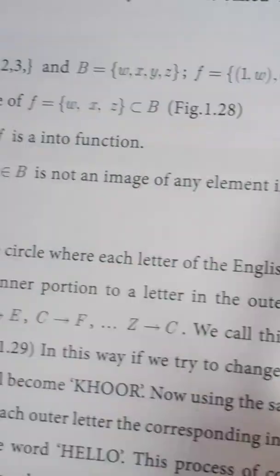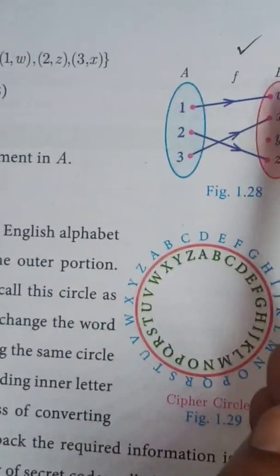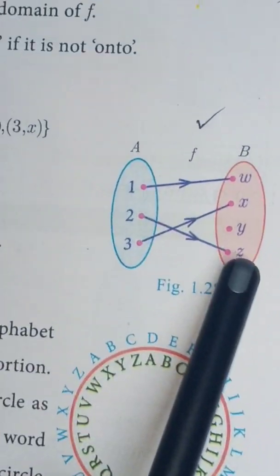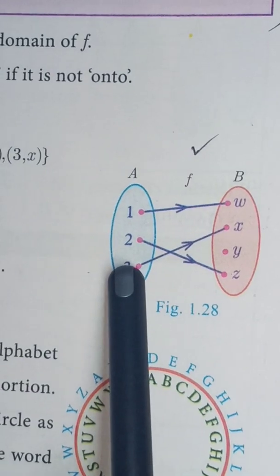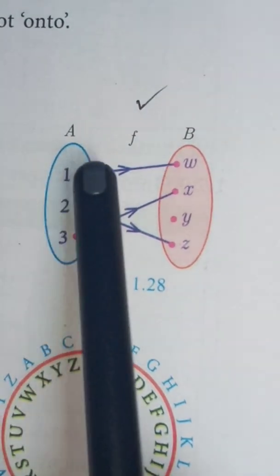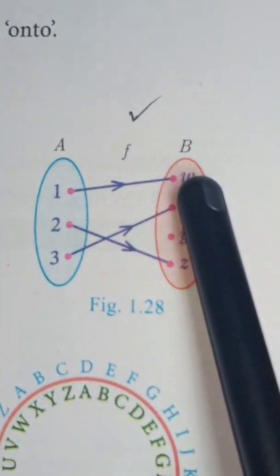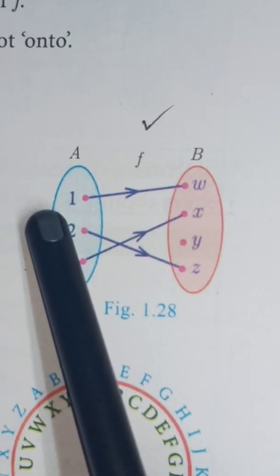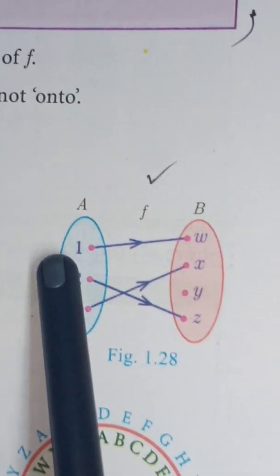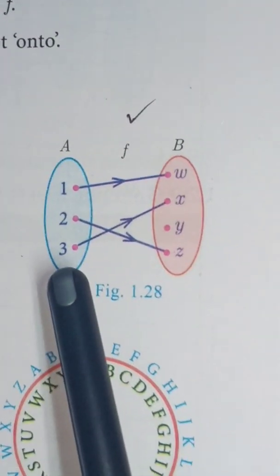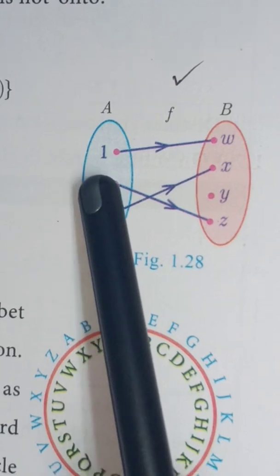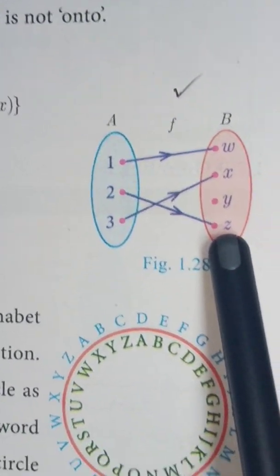Okay, example, here it is. 1 has the image W in codomain. 2 has the image, what is the image of 2? Z in codomain. 3 has the image X in the codomain. But look at that Y. Y has no pre-image. See, image of 1 is W, pre-image of W is 1. You have to say like that. Once again, image of 1 is W, pre-image of W is 1. Like that. Image of 3 is X, pre-image of X is 3.